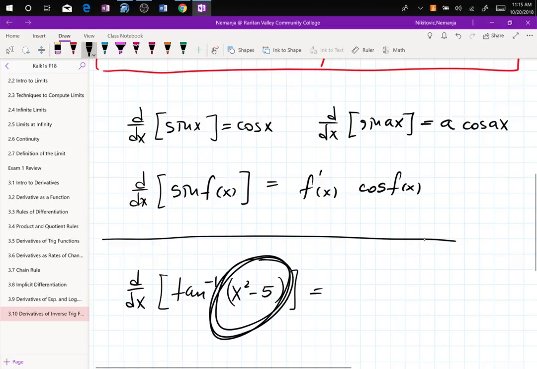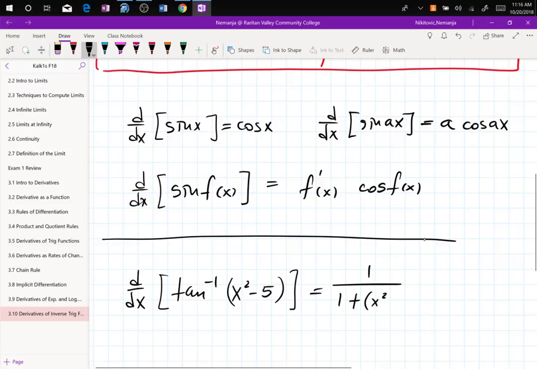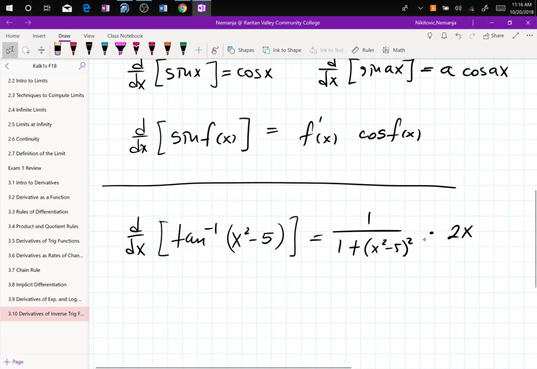This is now one unit. This is the entire argument of inverse tangent. So you would have 1 over 1 plus, and instead of x squared, you have to use x squared minus 5 squared times 2x, which is the chain rule. So these are the tough situations when you have to deal with the inverse trig functions that have a chain.